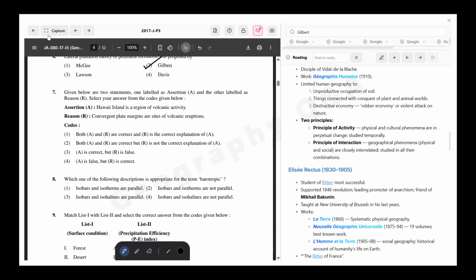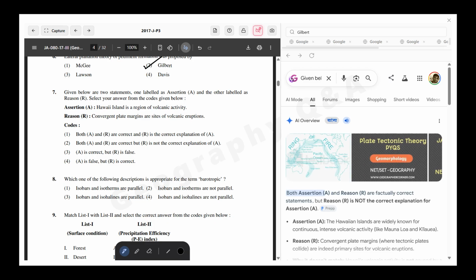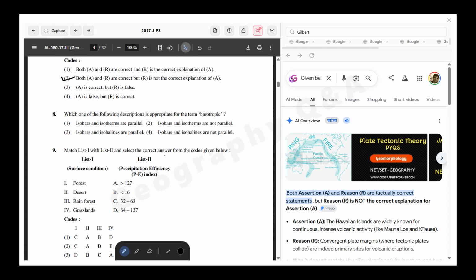Now the next question is: Hawaii Island is a region of volcanic activity. Now, the reason: convergent plate margins are sites of volcanic eruption. So both are factually correct, but the reason does not correctly explain the assertion. So that's why option two should be the correct answer.